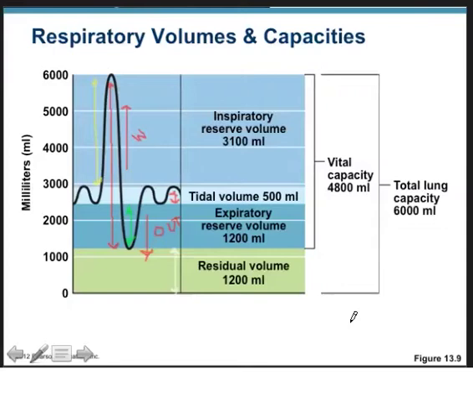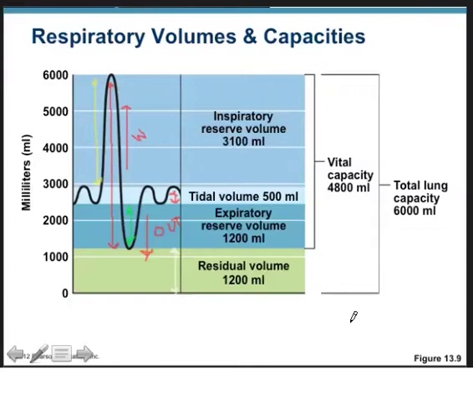Now, what's going to affect these lung volumes and capacities? Well, the elasticity of the lungs, how well they stretch and contract, the strength of the muscles of breathing, and whether or not there are any secretions inside the lungs that might impede their movement, such as pleural effusions or CF-style mucus or anything like that.